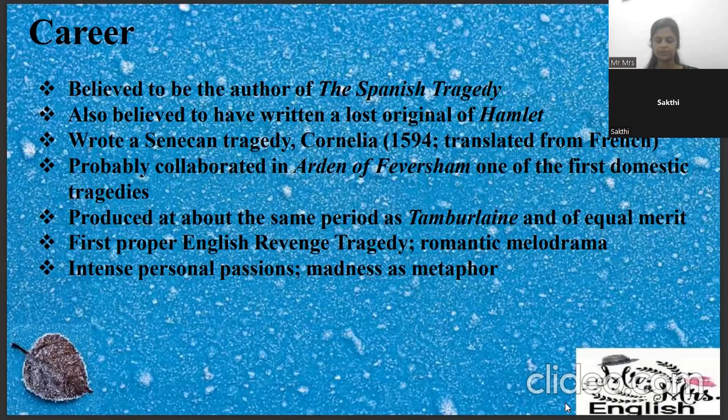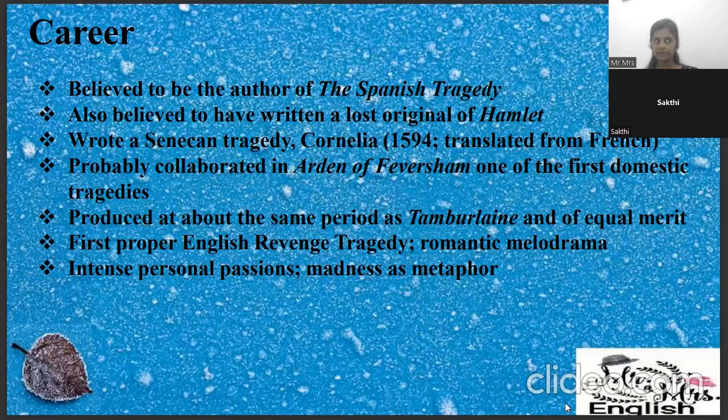This work was produced at about the same period as Tamburlaine, and it was of equal merit. Tamburlaine was written by Christopher Marlowe. That was a very popular work, and this particular work was also written and produced during the same period with equal merit. It was really popular during that time. Actually, along with Tamburlaine, Kyd's Spanish Tragedy was also a success on the London stage.